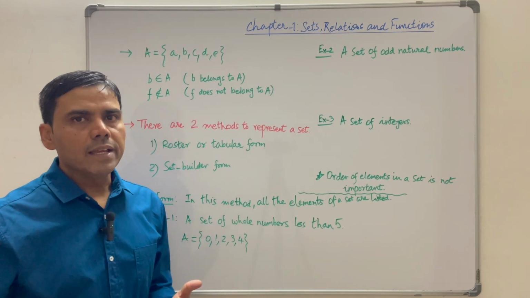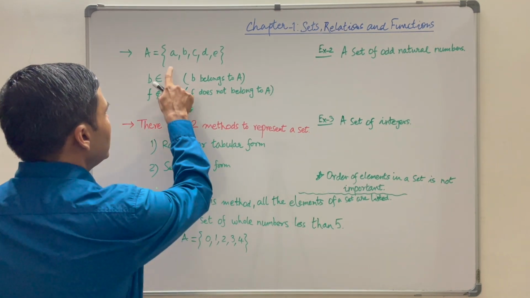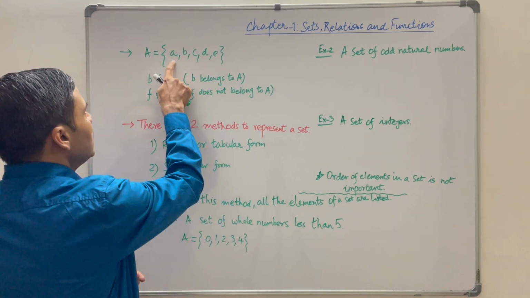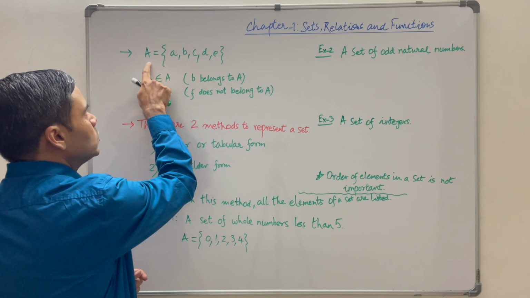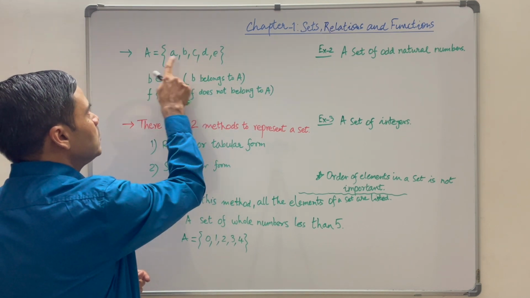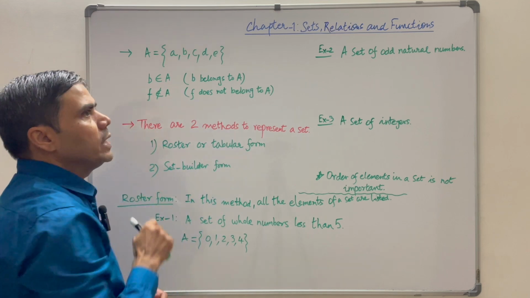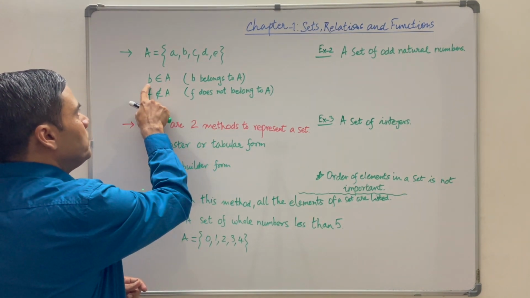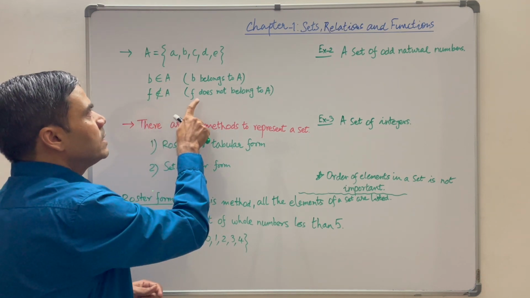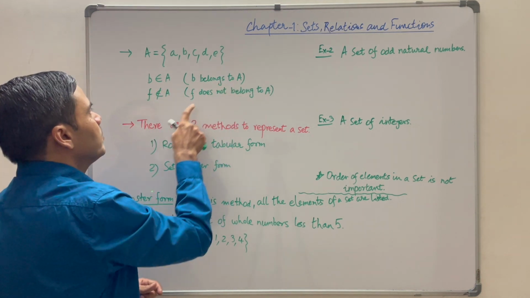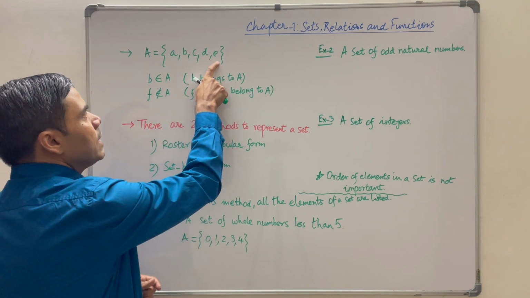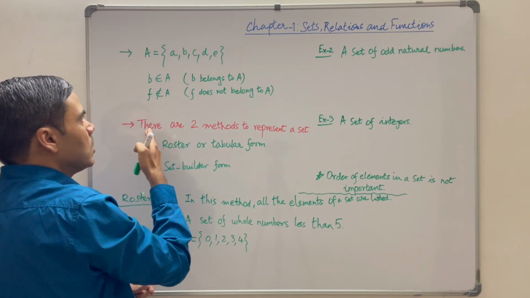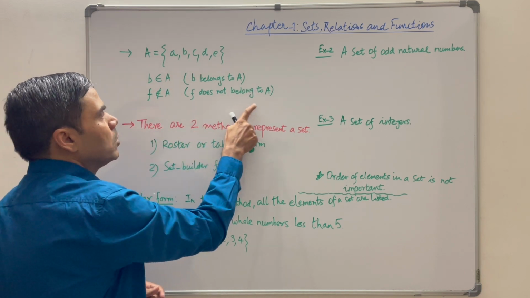Suppose there is a set A which has 5 elements A, B, C, D and E. So we can say that A belongs to A, B belongs to A, C belongs to A, D belongs to A and E belongs to A. And it is represented by the symbol epsilon. So B epsilon A, we will read as B belongs to A. Similarly, we know that F is not an element of set A. So we can say F epsilon with a cross, A, meaning F does not belong to A.